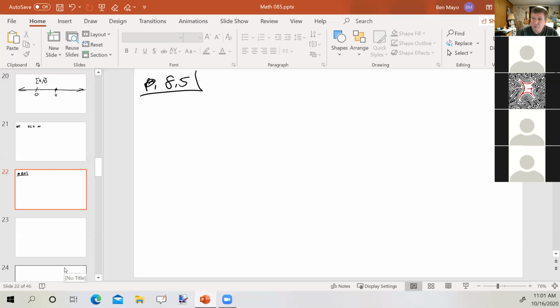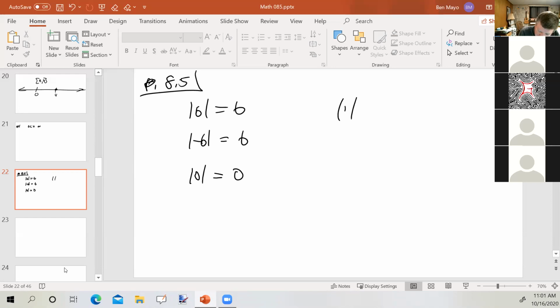Now, let's review what absolute value means. The absolute value of 6 is 6. The absolute value of -6 is 6. The absolute value of 0 is 0. The absolute value of 1 is 1. The absolute value of -2 is 2. The absolute value of 0.7 is 0.7.